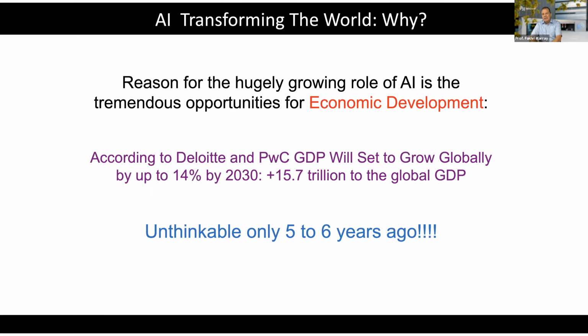So if we look at the economic impact of machine learning and AI by 2030, it says that the GDP of the world is going to grow by up to 14%, which is around 15.7 trillion added to the global GDP. So the global GDP is around $100 trillion a year, and we are going to see it grow by 15.7 trillion from only the AI component, as its impact on economic development in various sectors, in almost every sector of the industry, every sector of society. And this was unthinkable 5 to 6 years ago.